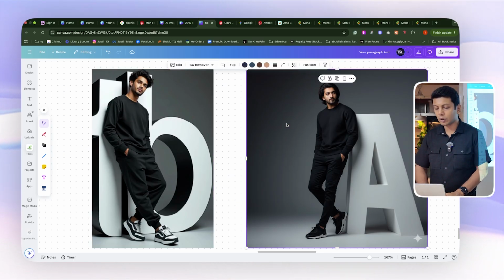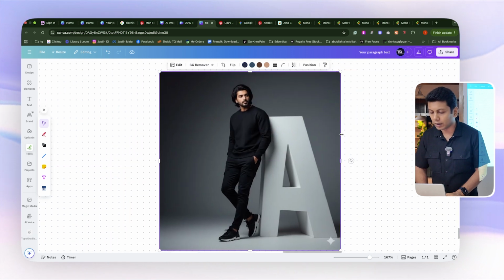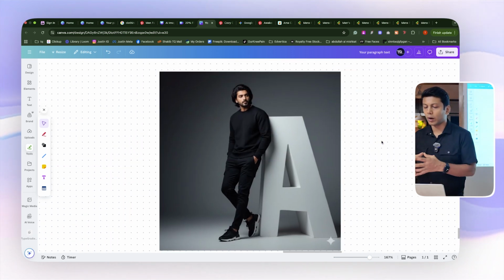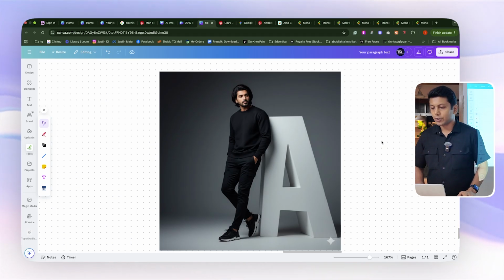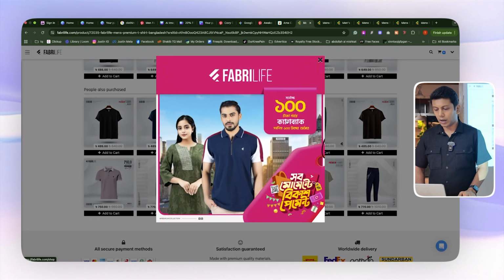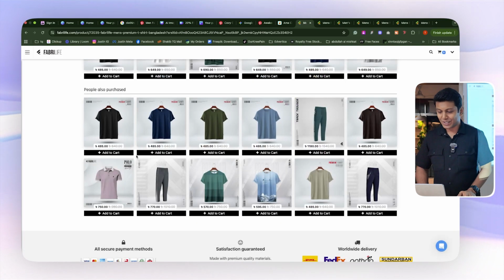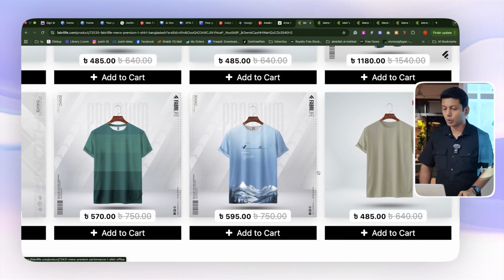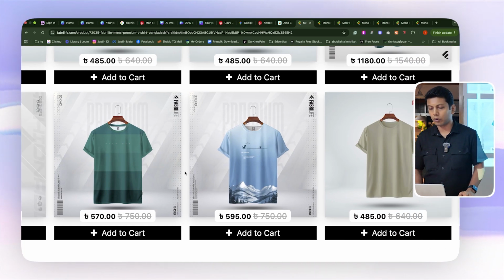So this is going to be our model, but of course we will have our own clothing that we want to use in this picture. So for example, let's go to this website. This is a very popular website in our country. By the way, it's not sponsored. So for example, these are the t-shirts that we want to use for our new photographs.